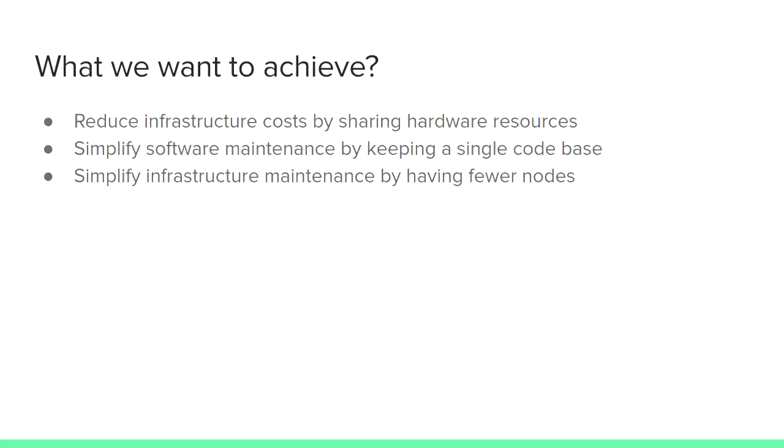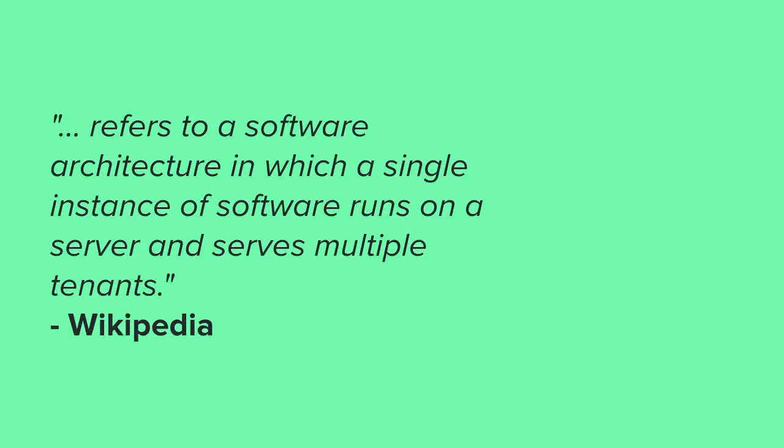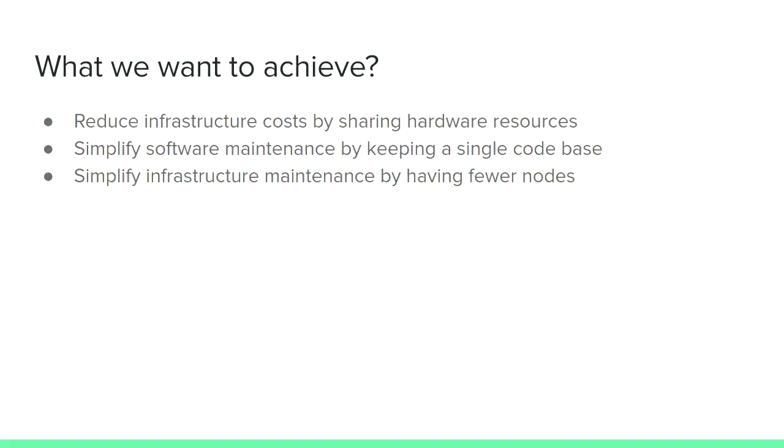Cool. It's not straightforward, but it's just a single instance of software serving multiple tenants. And every time I say tenants here, you just hear clients, or customers. For the context, it's the same. So what we want to achieve is to use multi-tenancy to reduce the infrastructure costs. We want to simplify software, and we also want to simplify infrastructure by having fewer nodes in our architecture.